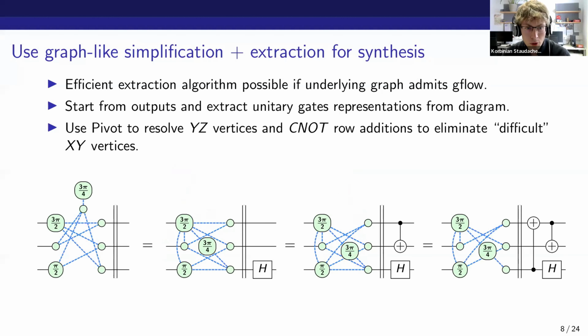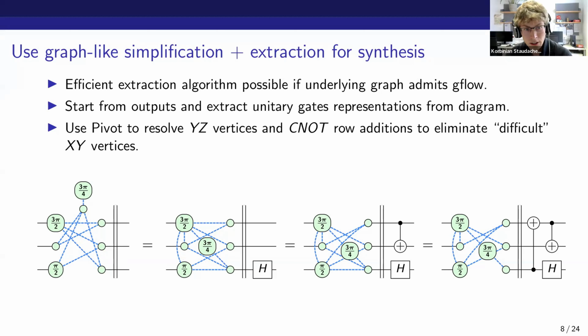And there are two more involved rules, I would say, which we need to apply in this extraction algorithm. First, if we come to such a point where we don't have a single neighbor of one of those outputs, we cannot simply proceed by extracting those edges here as Hadamards, but we need to do something different. So one thing we might need to do is to resolve those YZ vertices, so those phase gadgets, to XY measurements again. And we can do this by applying a pivot between an output and the phase gadget itself. And then we transform this to an XY measurement again.